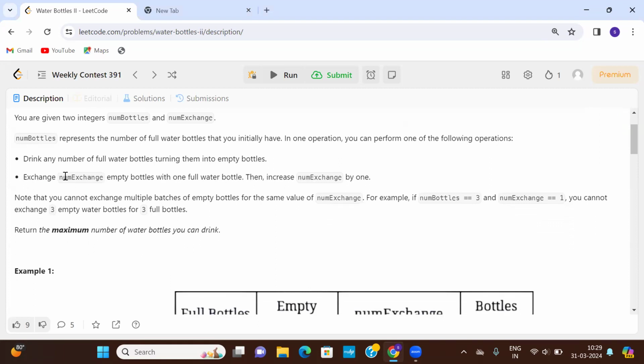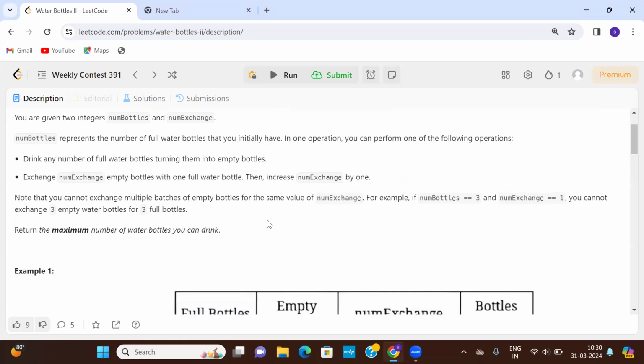numExchange is an integer which is given to us. That particular number of empty bottles we can exchange with one full water bottle, and then we can increase the value of numExchange by one. One important note is given to us. We cannot exchange multiple batches of empty bottles for the same value of numExchange. For example, if numExchange equals 2 and we have 4 empty bottles, it doesn't mean we can get two full bottles in place of four empty bottles. This is not possible. If numBottles equals 3 and numExchange equals 1, we cannot exchange three empty water bottles for three full bottles.